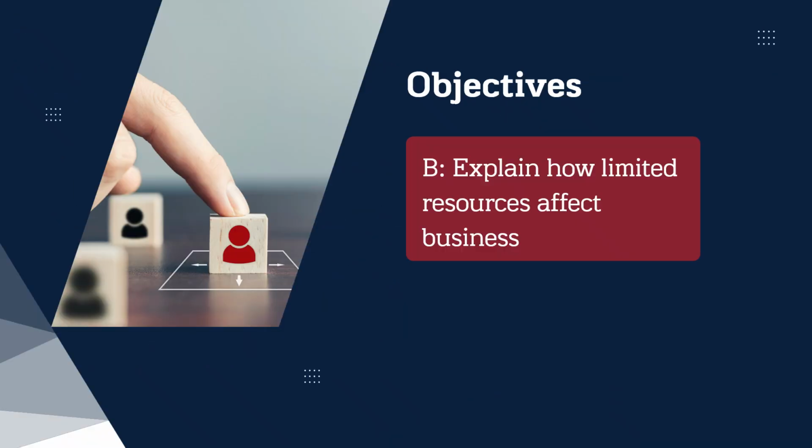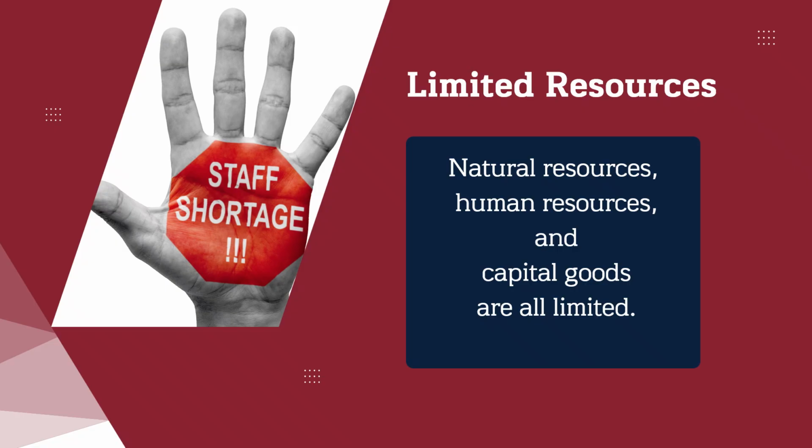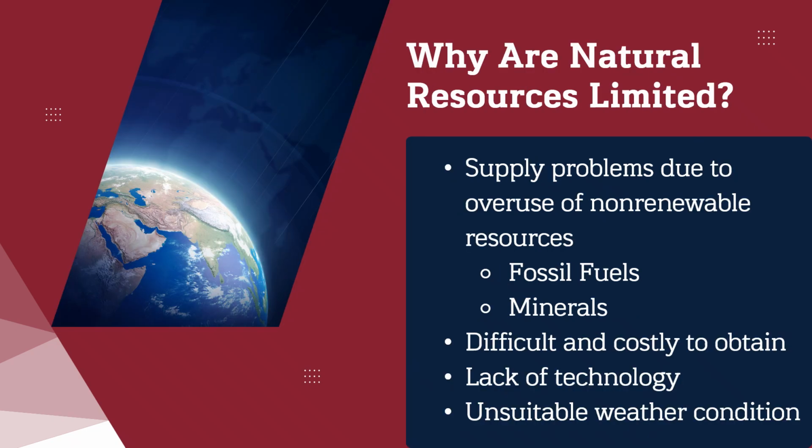So now let's tackle our second objective, explaining how limited resources affect business. Every resource is limited. Natural resources, human resources, and capital goods are all limited. So why are natural resources limited? It may be supply problems due to an overuse of non-renewable resources such as fossil fuels or minerals, difficulty or cost in obtaining them, a lack of technology or infrastructure, or unsuitable weather conditions.